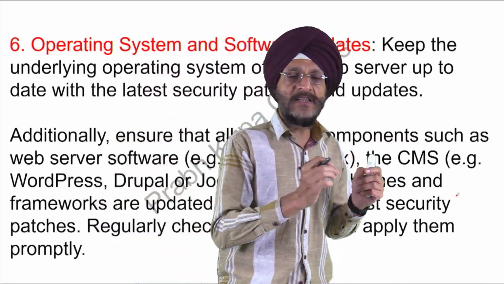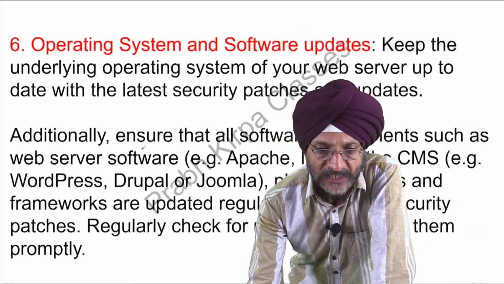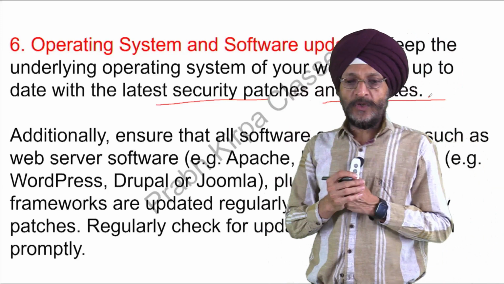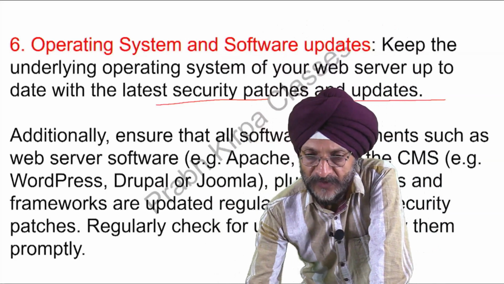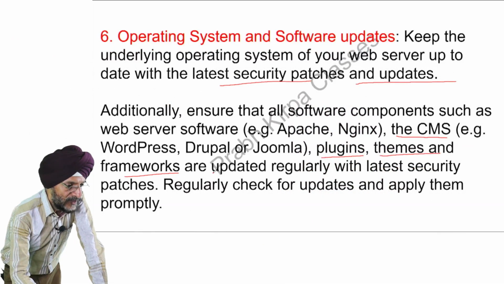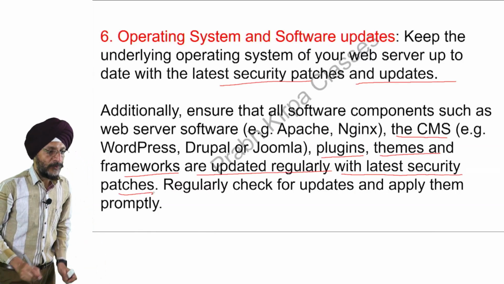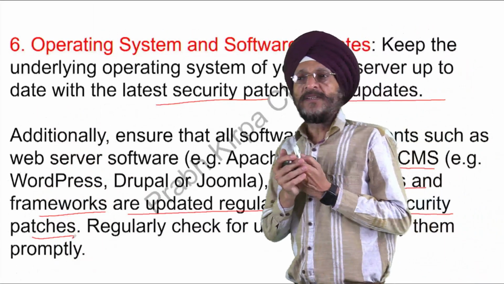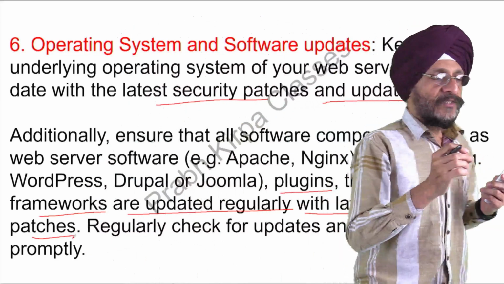Next point is operating system and software updates. We should keep the underlying system of our web software up to date with the latest security patches and updates. Additionally, we should ensure that all software components such as web server software, the CMS, plugins, themes, and frameworks are updated regularly with the latest security patches. We should regularly check for updates and apply them promptly so that we achieve the latest security updates.